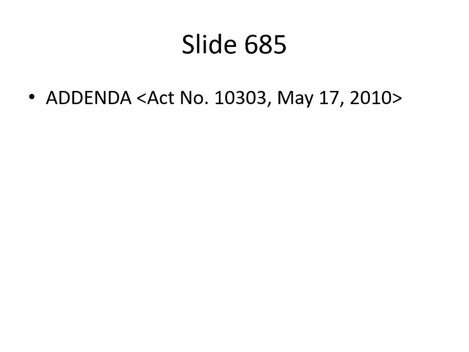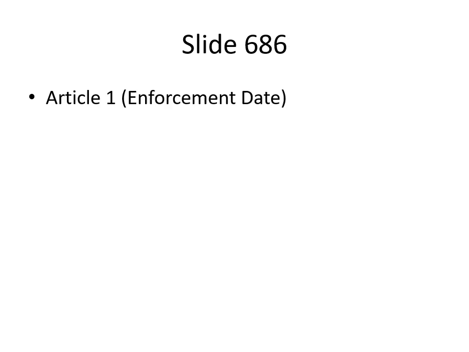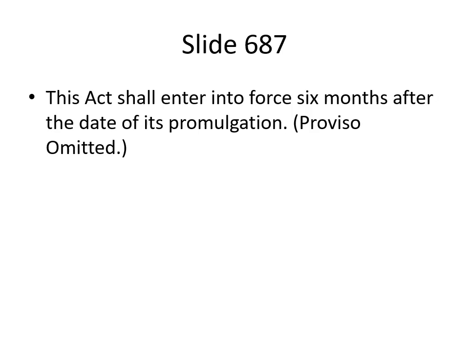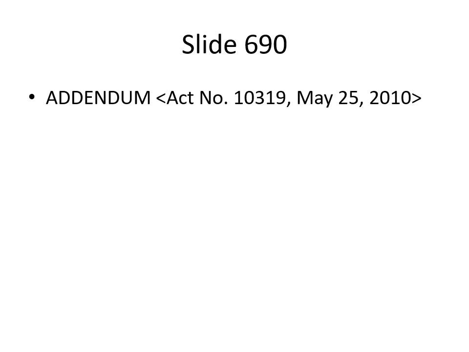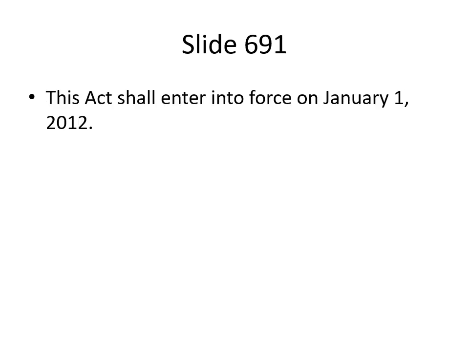Addenda, Act Number 10303, May 17, 2010. Article 1, Enforcement Date. This Act shall enter into force 6 months after the date of its promulgation. Proviso omitted. Articles 2 through 10 omitted. Addendum, Act Number 10319, May 25, 2010. This Act shall enter into force on January 1, 2012.